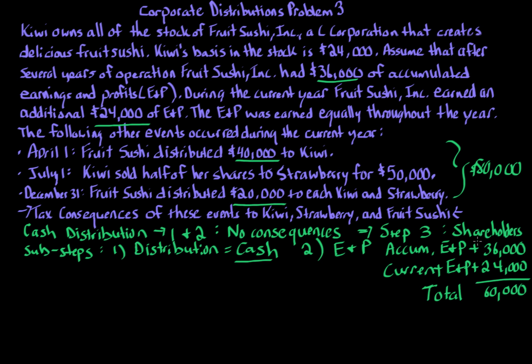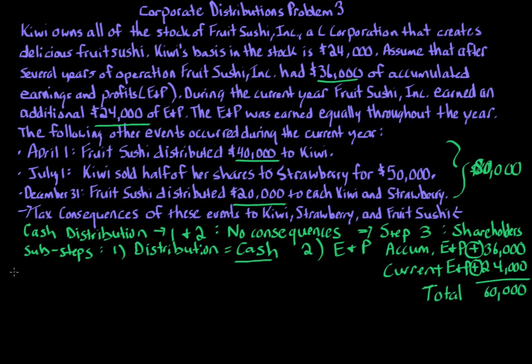So again, to summarize, when you have a positive accumulated E&P and a positive current E&P, go ahead and add them together. If the sum of those two is greater than the total distribution, which here is 80,000, then you can simply apply it to step 3 and everything will be a dividend. But that's not what we have here. Here we have less. When you have less, you're going to have to do a special analysis. So with respect to sub-step 2, we're still there.